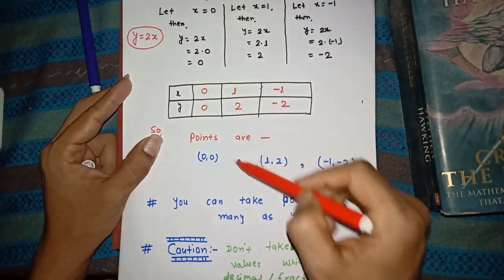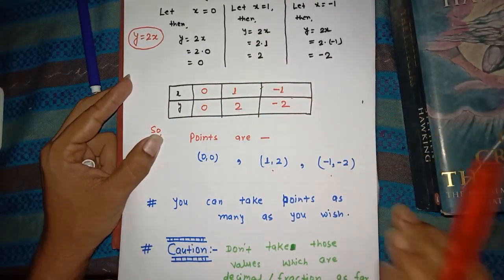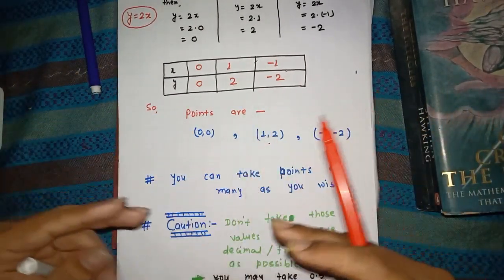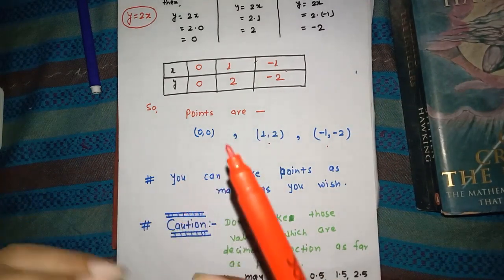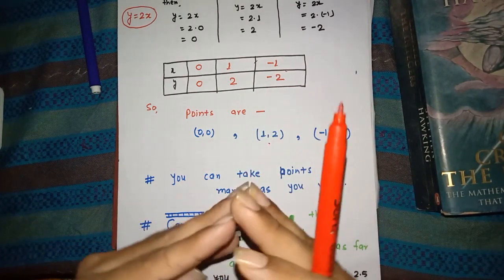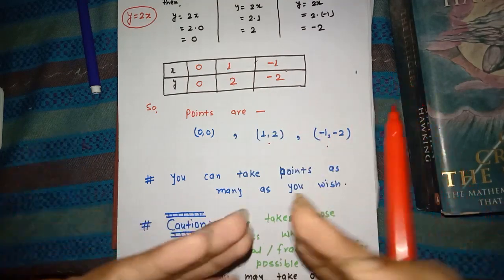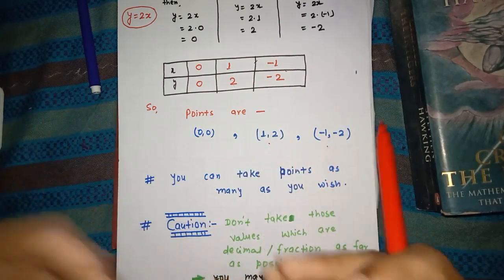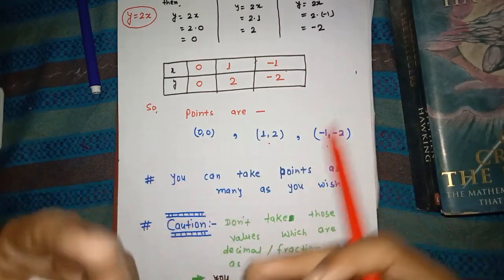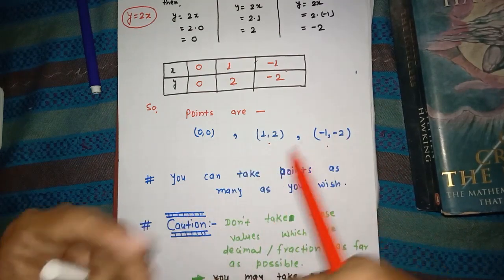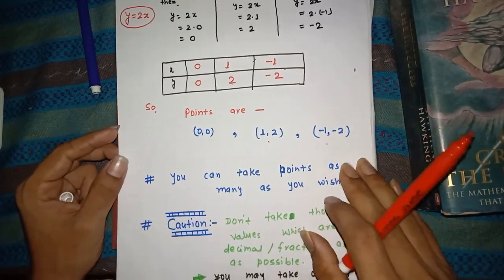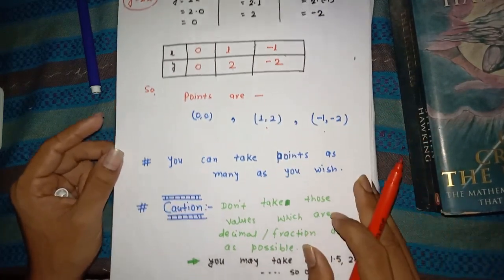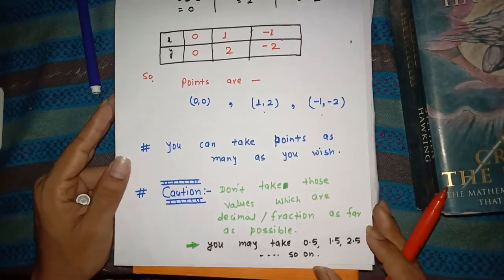So here I have got 3 points: (0, 0), (1, 2), and (-1, -2). You can take as many points as you wish. That means your graph can be drawn by 3 points or 5 points or 10 points. It depends on you what values you choose to make the table for. You can choose the number of points as per your convenience.